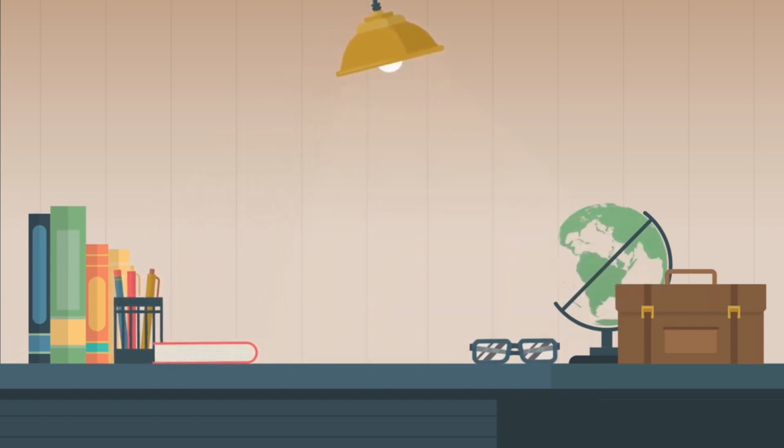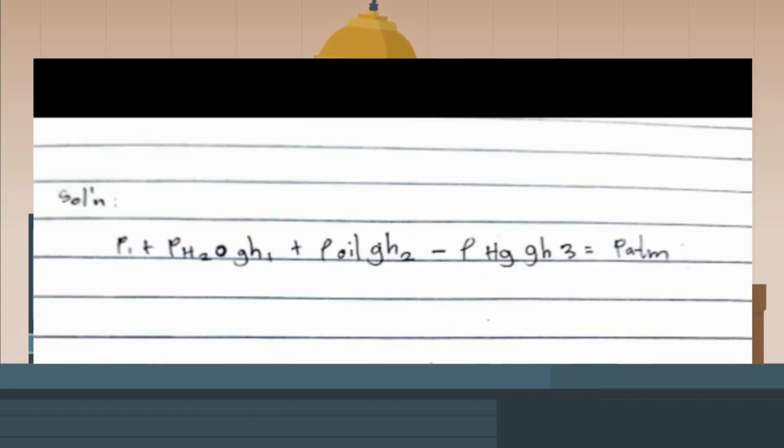To solve the problem, we're going to use the equation: Pressure 1 plus the density of water multiplied by the acceleration due to gravity times H1, plus the density of oil multiplied by the acceleration due to gravity times H2, minus the density of mercury multiplied by the acceleration due to gravity times H3, is equal to the atmospheric pressure.